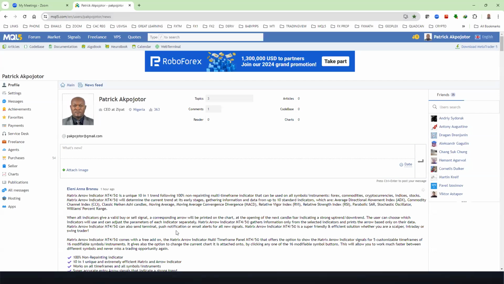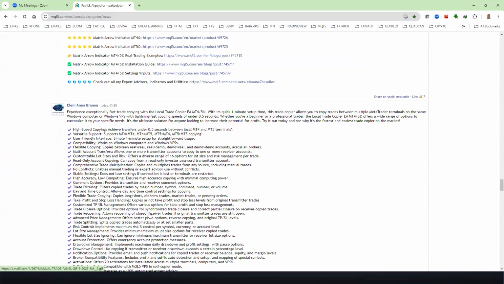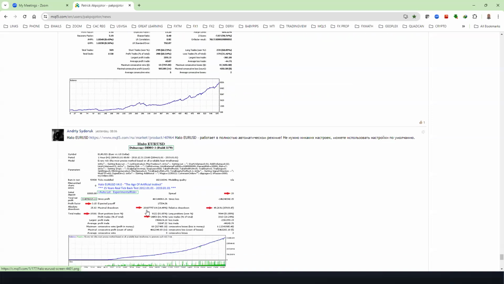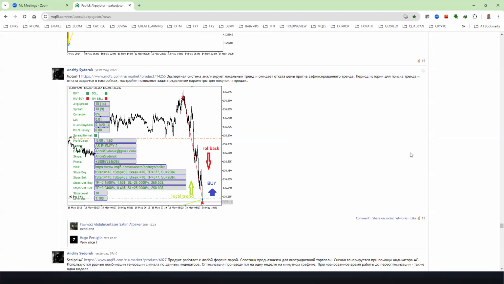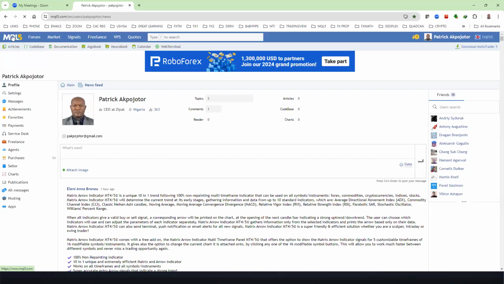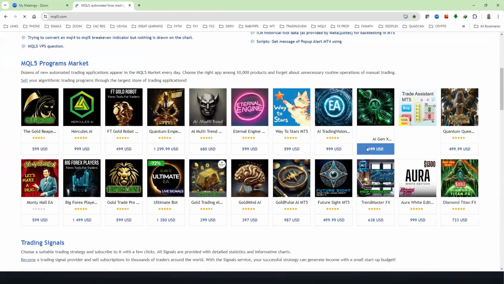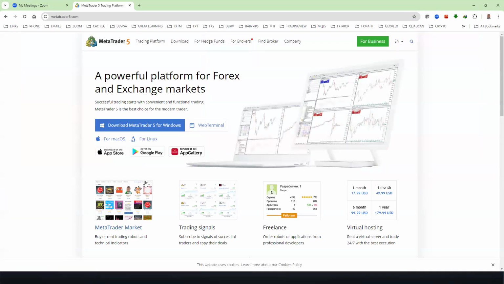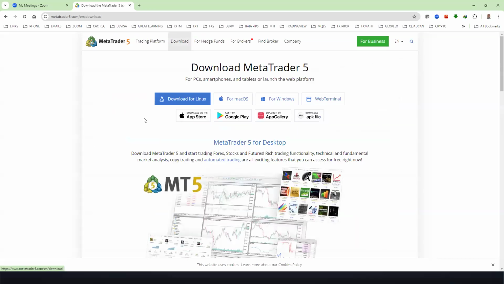If you go to the website, let me go back to their main page. Click on MQL5, come here and scroll down to the bottom of the page. You see MetaTrader 5 trading platform. You click on it and look for download. Here you can download for Windows or for Apple. For Windows, you click on download for Windows.